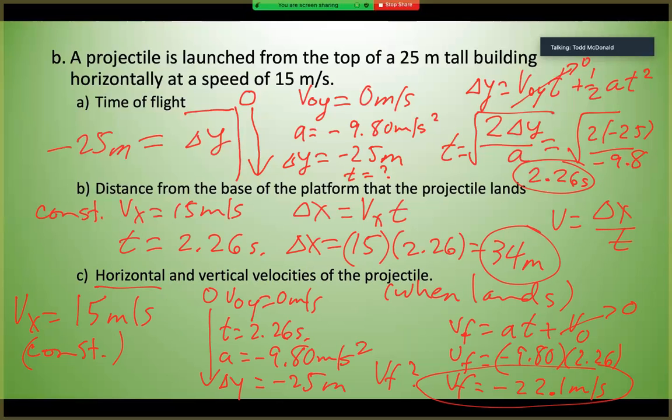Now, if we really wanted to, we could go back to vectors and find out what angle it hit with. We would just make a right triangle with the x component and the y component, draw the right triangle, find the resultant, and find the angle. I'm not going to have you do that.